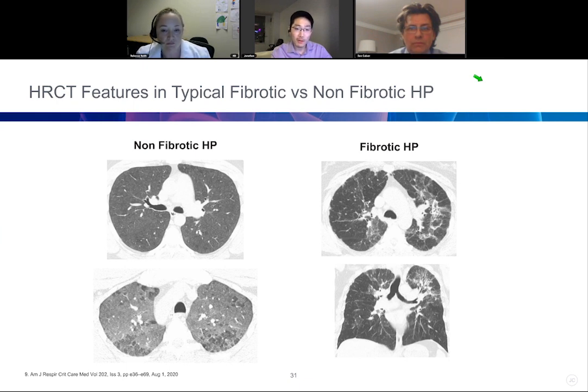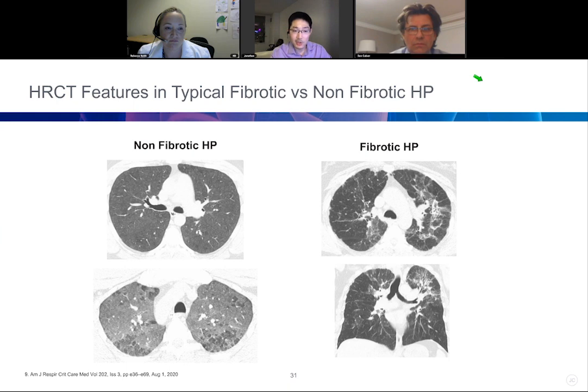So once you figure out whether they have a fibrotic pattern or a non-fibrotic pattern, you want to figure out how confident you are that this is HP. Here are our two typical examples of HP, and that is really the diagnostic buzzword, typical HP, in non-fibrotic disease and fibrotic disease, as shown in the left-hand column and the right-hand column. In non-fibrotic HP, the typical pattern you're looking for is really a diffuse process in which you're seeing a good deal of ground glass opacity.